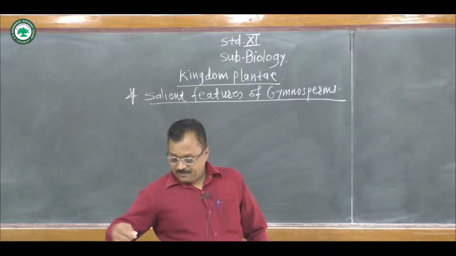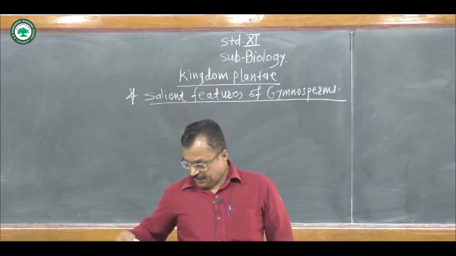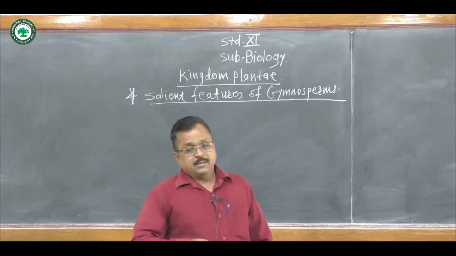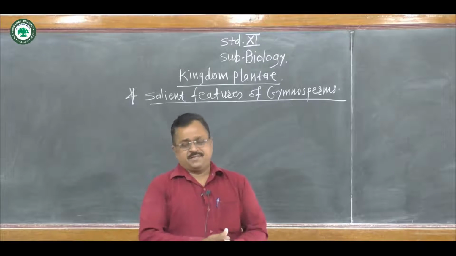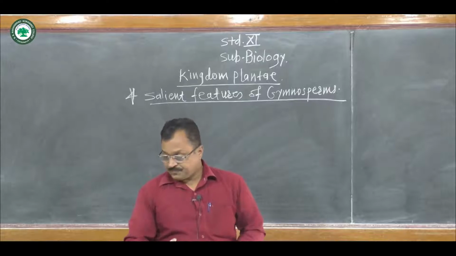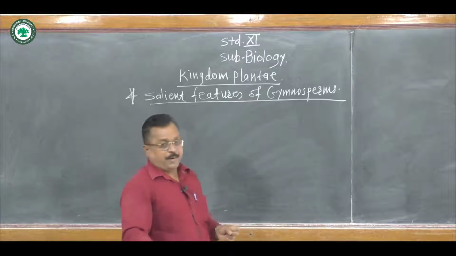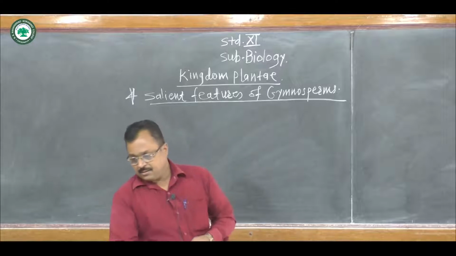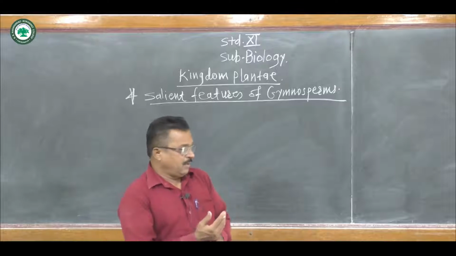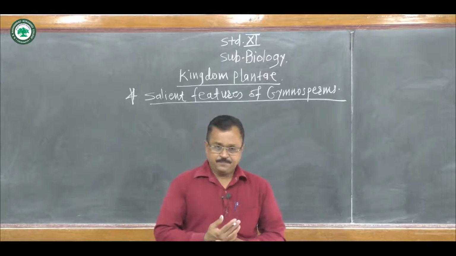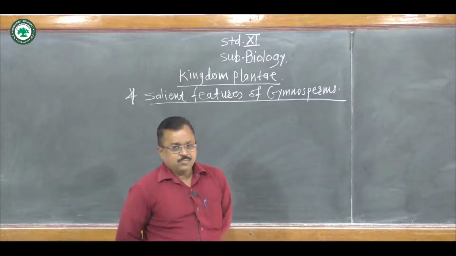In the last period, we saw the salient features of algae, bryophytes and pteridophytes. Then the next type of plant is classified under phanerogams. Phanerogams are flowering plants. Gymnosperms.